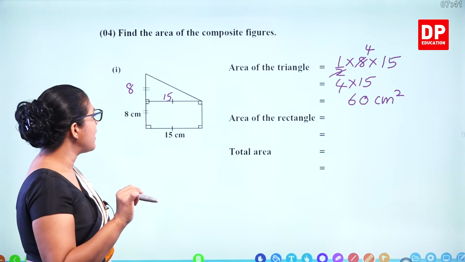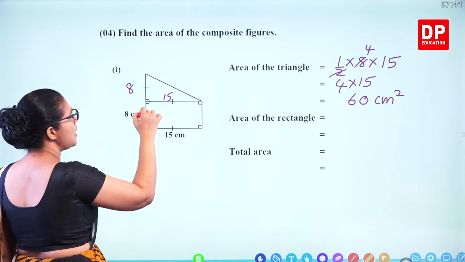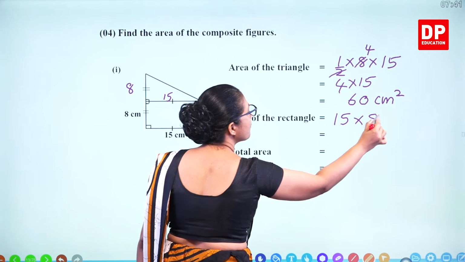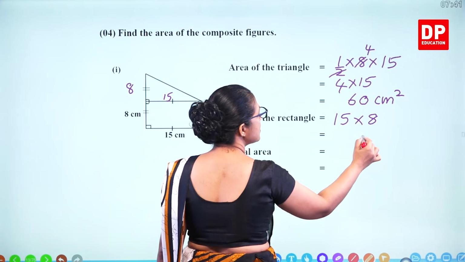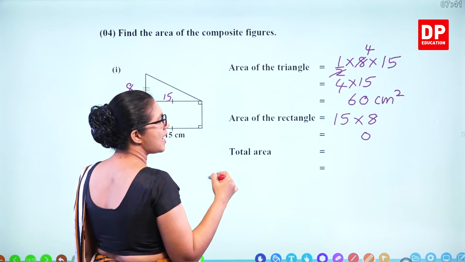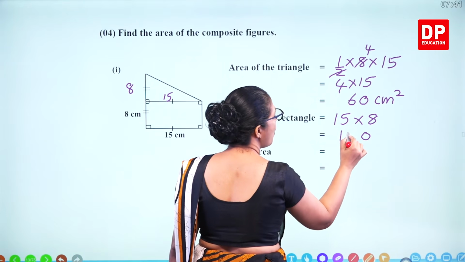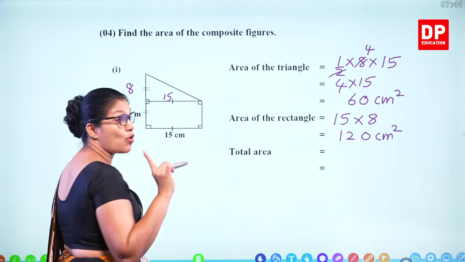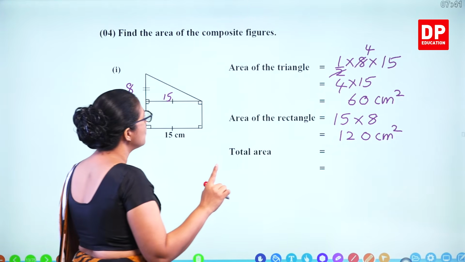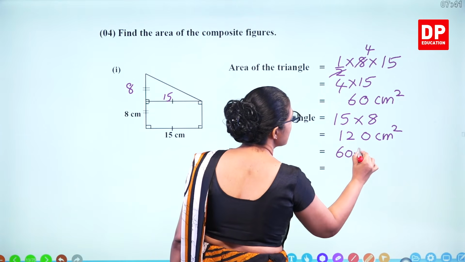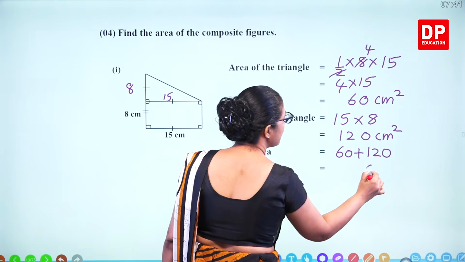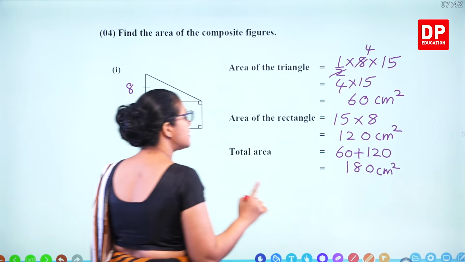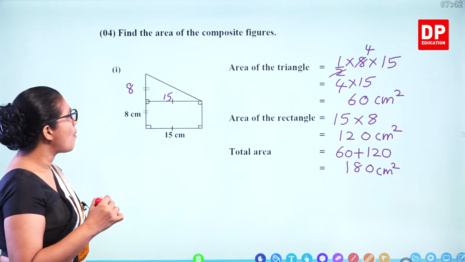Now find the area of the rectangle. Length is 15, breadth is 8. So 15 times 8. 8 times 5, 40. 4 remaining. 8 times 1, 8 plus 4, 120 square centimeters. Now what's the total area? You can add those two together. 60 plus 120, you get 180 square centimeter is the total area of this composite figure.